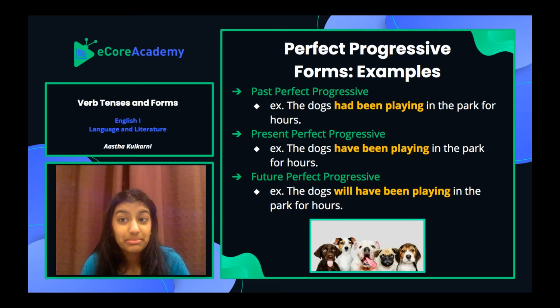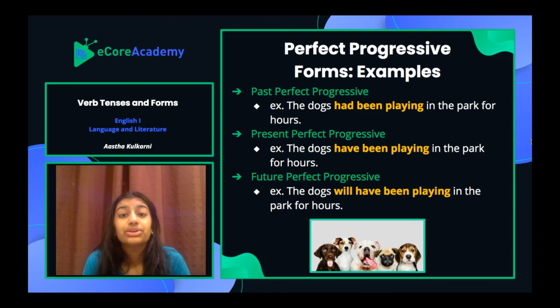So, the dogs had been playing in the park for hours. The ing is part of that progressive, and then had been makes it that perfect form. And then it's in the past because, obviously, you can't look at the ing, because that doesn't indicate that it's in the past. So we're going to be looking at these words in front of it, and the had clearly indicates that it's in the past.